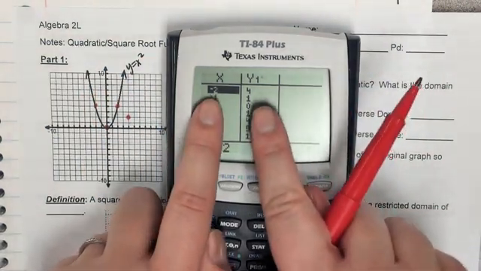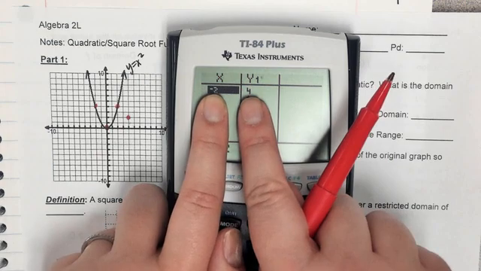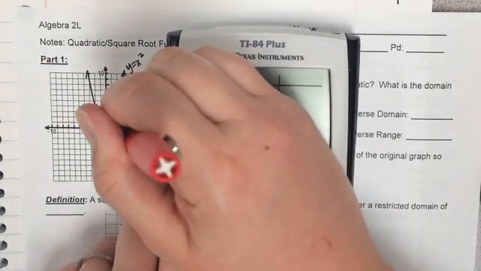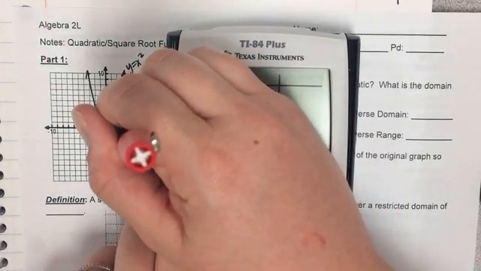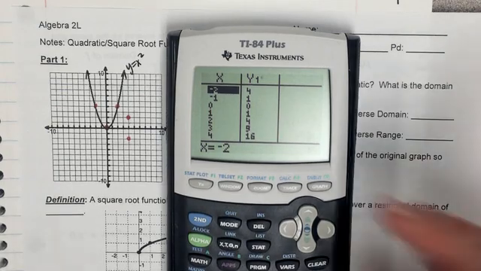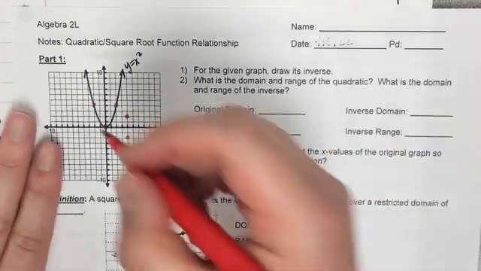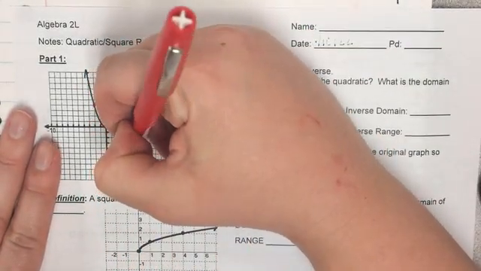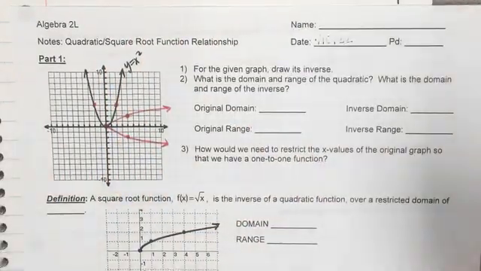And I can do the same thing with my negatives, right? I have negative 2, 4. Can I swap that around and get 4, negative 2? That's good enough. You don't need to do every point on the table, right? Just enough so you see what's going on. So here's our inverse.